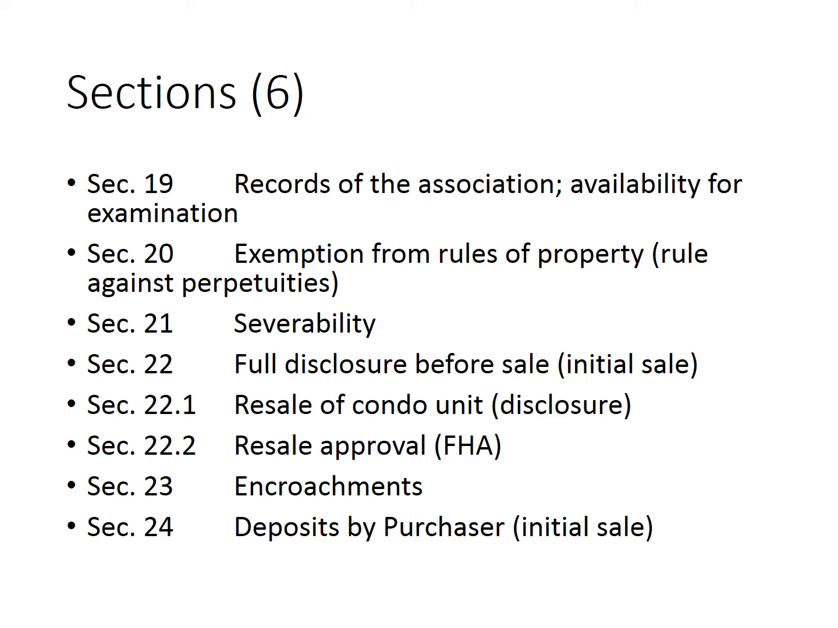Section 20, this is an exemption from the rule against perpetuities. You may remember that, the rule against perpetuities from law school. So condominiums are exempt from that. They are also exempt from the rule that says there can be no unreasonable restraints on alienation. So you cannot sue to invalidate a restriction on the grounds that it violates the rule against perpetuities or the rule against restraints on alienation. Remember those things you learned in law school? You can forget about them where the condos are concerned because they don't apply.